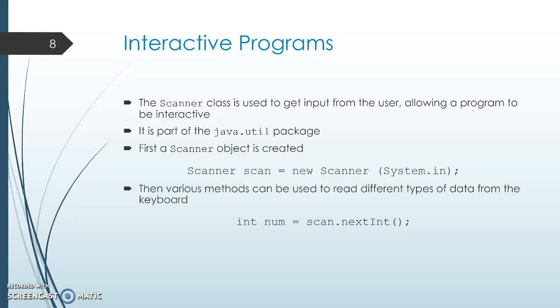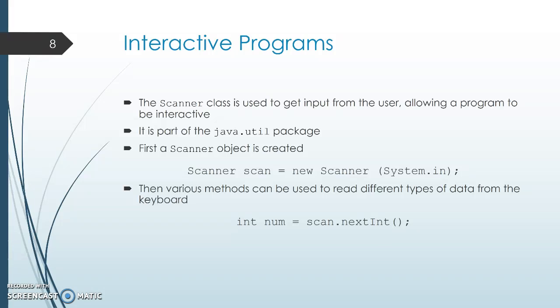Interactive programs. The Scanner class is used to get input from the user, allowing a program to be interactive. It is a part of the java.util package. First, a Scanner object is created. So from our example right here, we can see we create a new Scanner with the parameter System.in, and it is assigned to a variable we're using in this example, scan, which is of type Scanner.